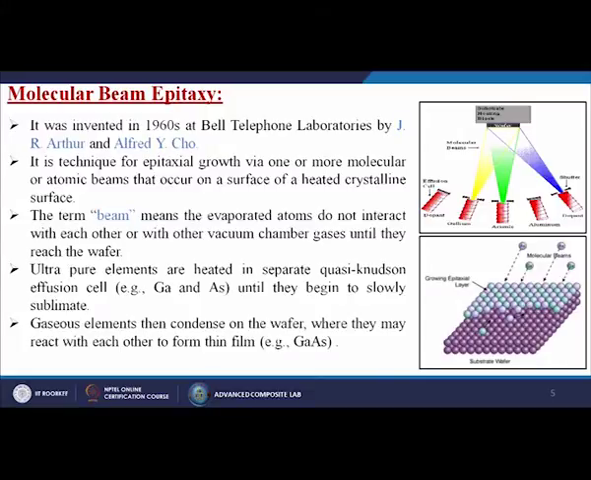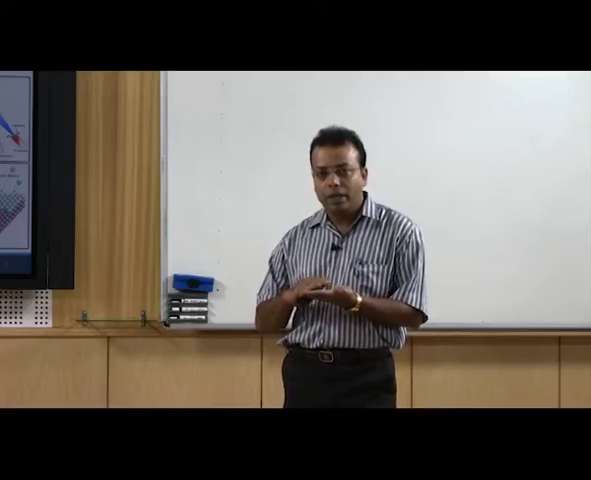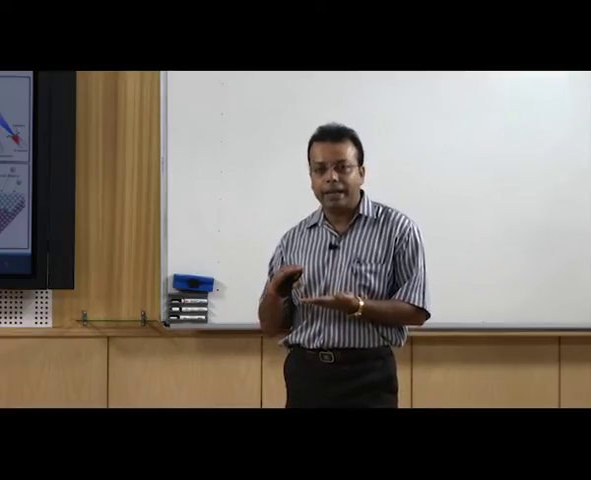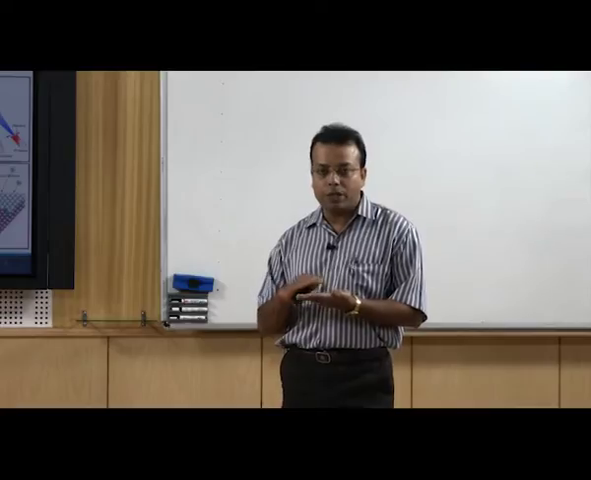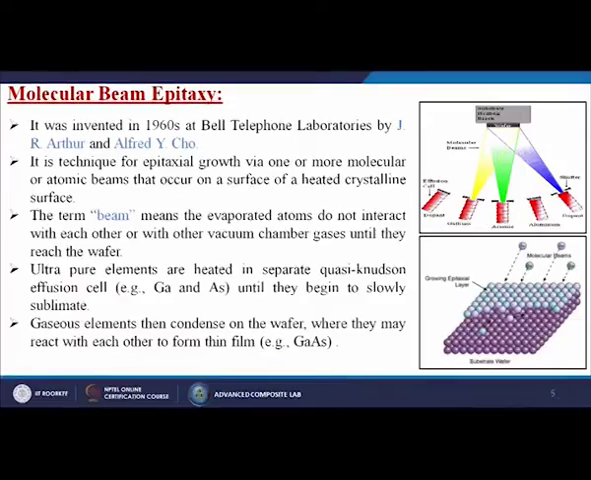It is a technique for epitaxial growth via one or more molecular or atomic beams that occurs on the surface of a heated crystalline surface. So, generally we are taking a heated crystalline surface, then on top of that we are growing layer by layer, we are doing the modifications layer by layer, and that is known as the epitaxy film. Here the term means the evaporated atoms do not interact with each other or with other vacuum chamber gases until they reach the wafer.